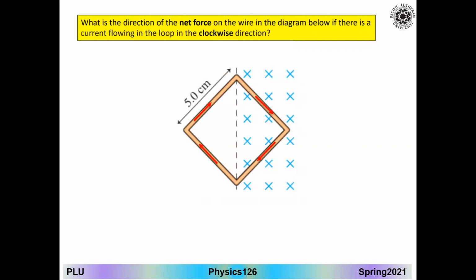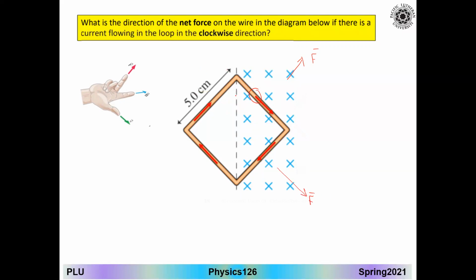I will go through the loop part by part. Let's start with the first part. For this branch on this side of my loop, we're going to use the right hand rule. The velocity is in the same direction as the current, and the magnetic field points down, so using the right hand rule I find the force points in this direction. Similarly, I use the same concept for this part, and I find the force points in this direction.